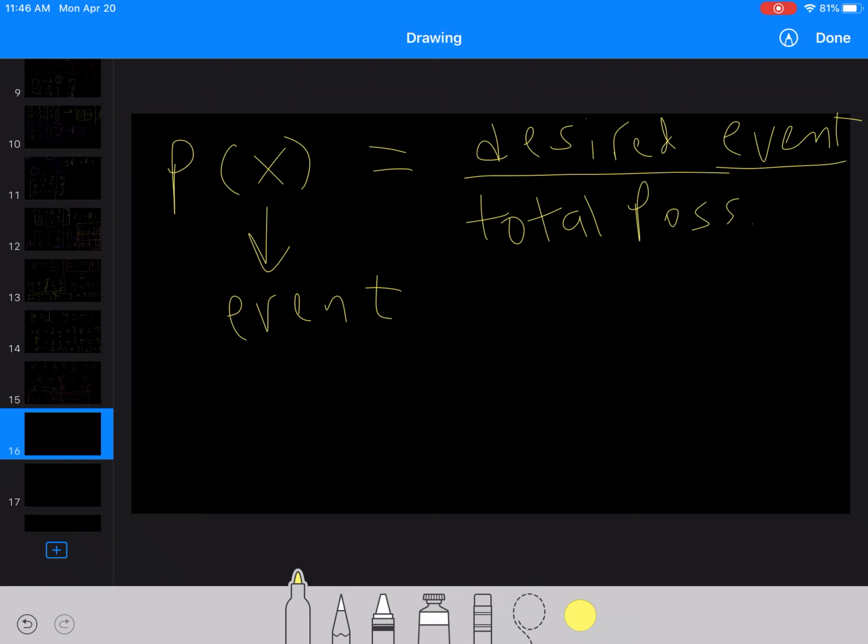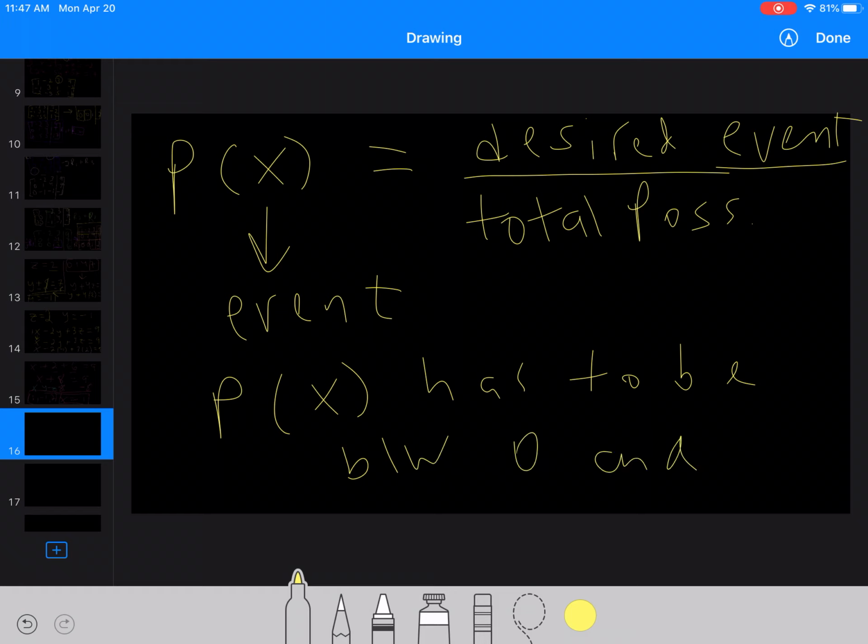Now just note, a probability, P of x, has to be between 0 and 1. So it can actually also be 0 and be 1. If the probability is 1, it means it's a 100% chance that it will occur. The probability is 0, it means it will not occur.